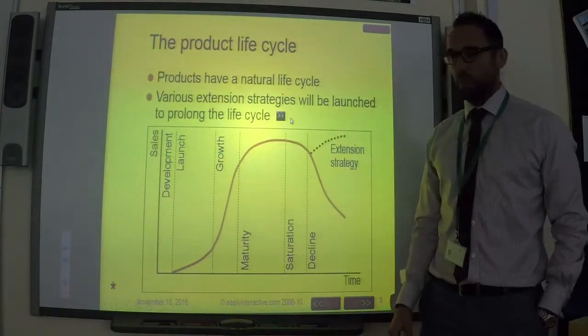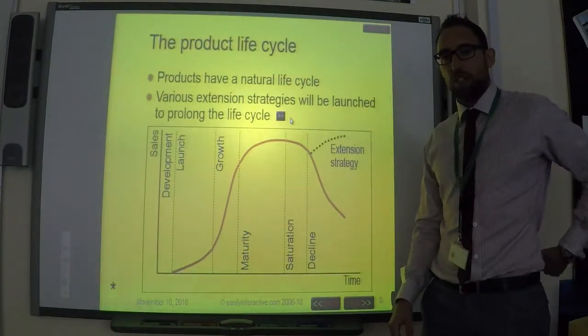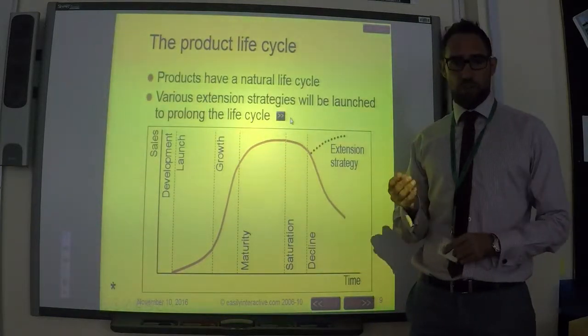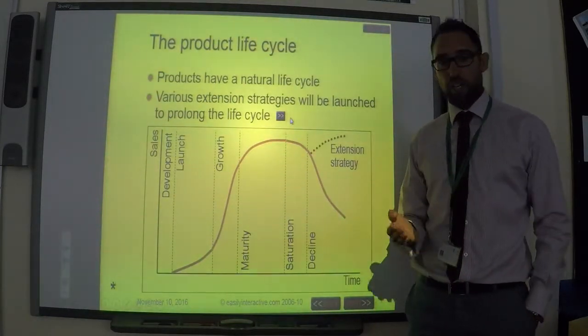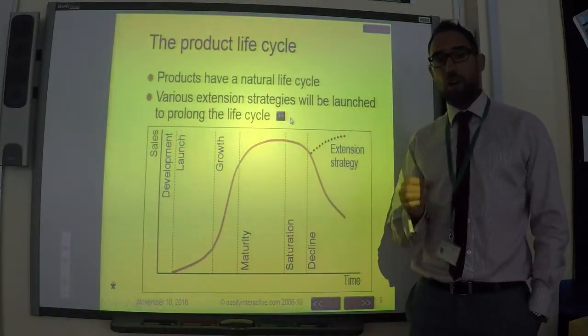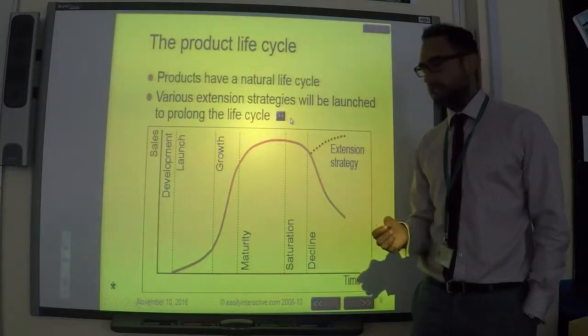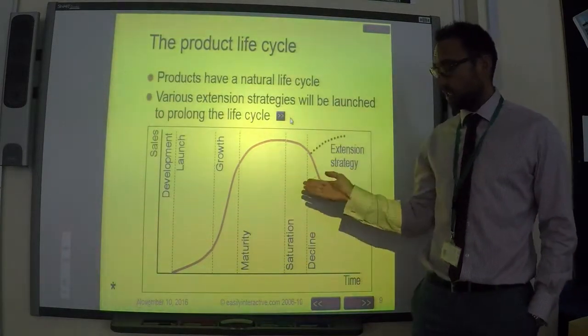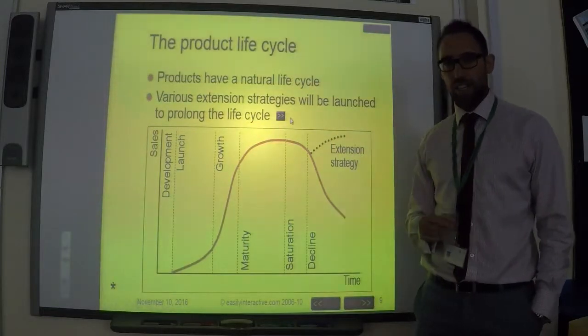So we are continuing with marketing, and the next part of marketing that we're going to look at is product. Now, product is one of the 4 P's, part of the marketing mix, and just to go over that again guys, the 4 P's which we've looked at before are price, product, promotion and place. So the first one of the 4 P's we're going to look at is product, and first of all we're going to look at the product life cycle.